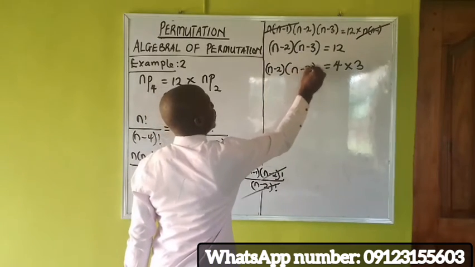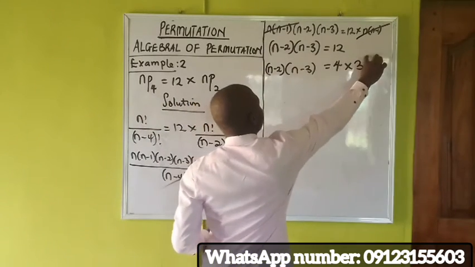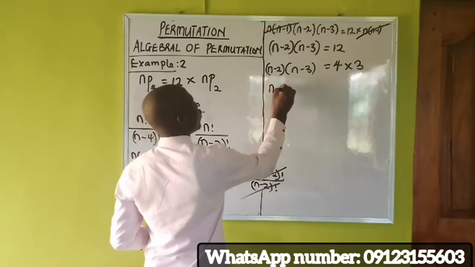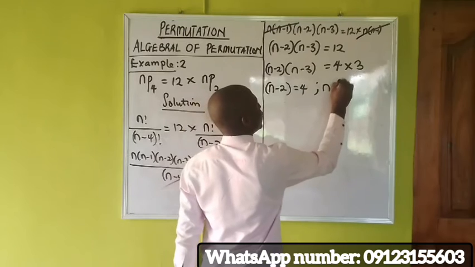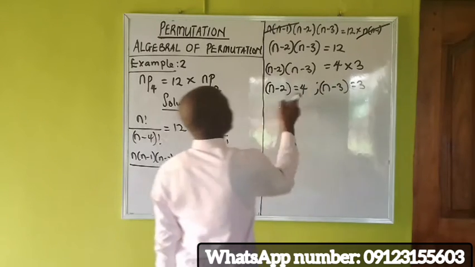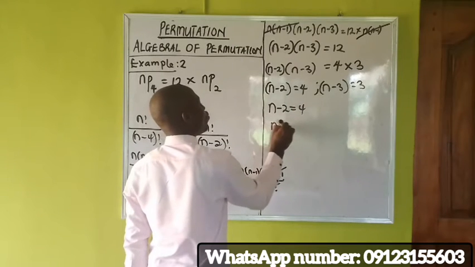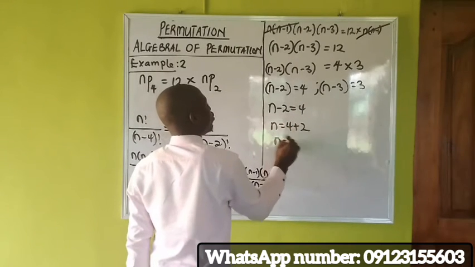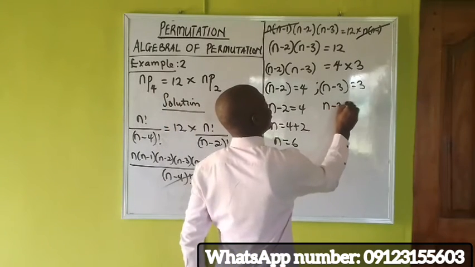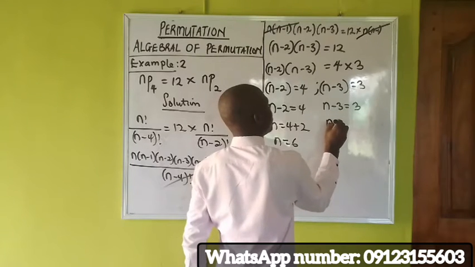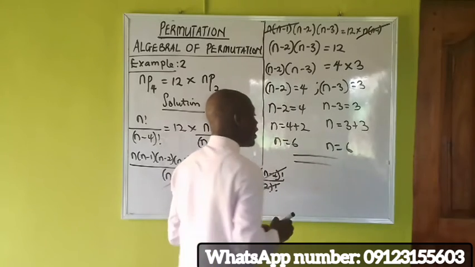Now, I'll pick out this with 4, and this with 3. I'll be having n minus 2 is equal to 4, and n minus 3 is equal to 3. Removing the bracket, n minus 2 is equal to 4. Hence, my n is equal to 4 plus 2, n is equal to 6. At this point too, n minus 3 is equal to 3. Hence, n is equal to 3 plus 3, n is equal to 6. Here is my answer after solving.